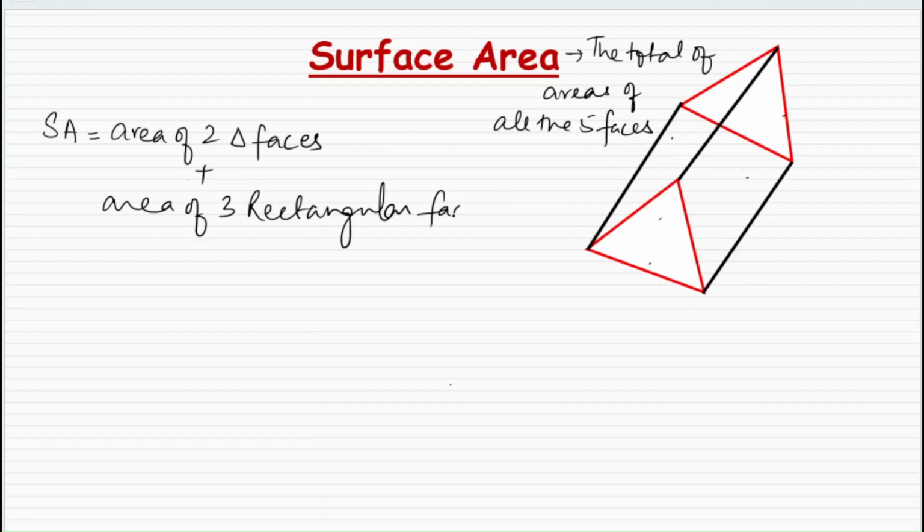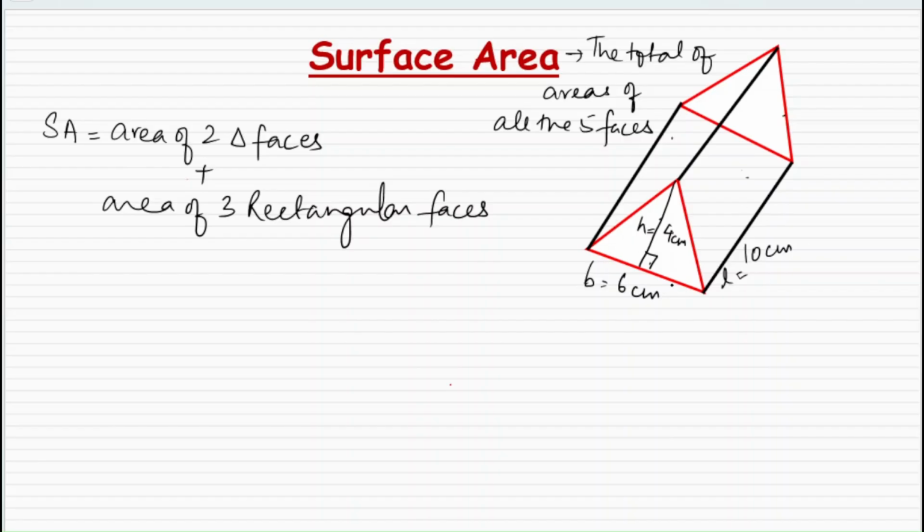So we calculate all the areas separately and then add them. Basically we will break it down into two steps: find the area of the two triangular faces and the three rectangular faces, and then add everything together. Let's take an example. Suppose this is a triangular prism and the base of this triangle is 6 centimeters. The height of the triangle is 4 centimeters, and the length of the prism, denoted by L, is 10 centimeters. So this is the base 6, this is the height 4, and this is the length of the prism, 10 centimeters. We need these dimensions.